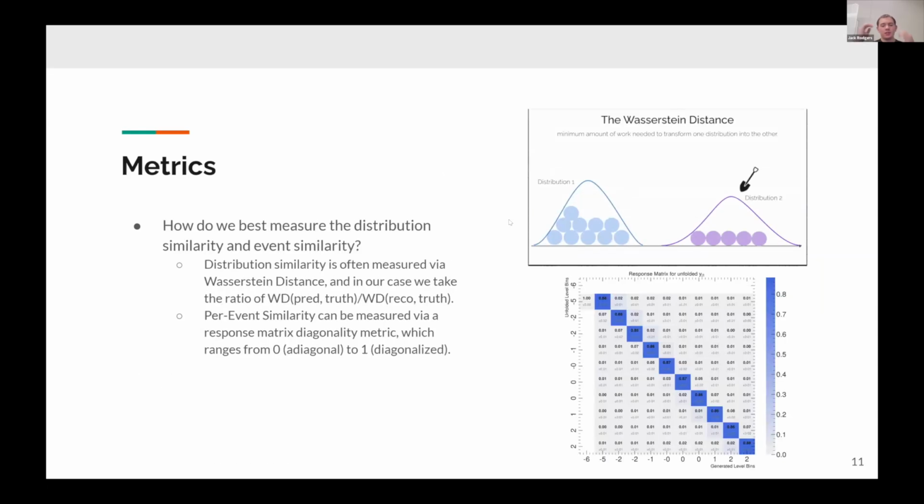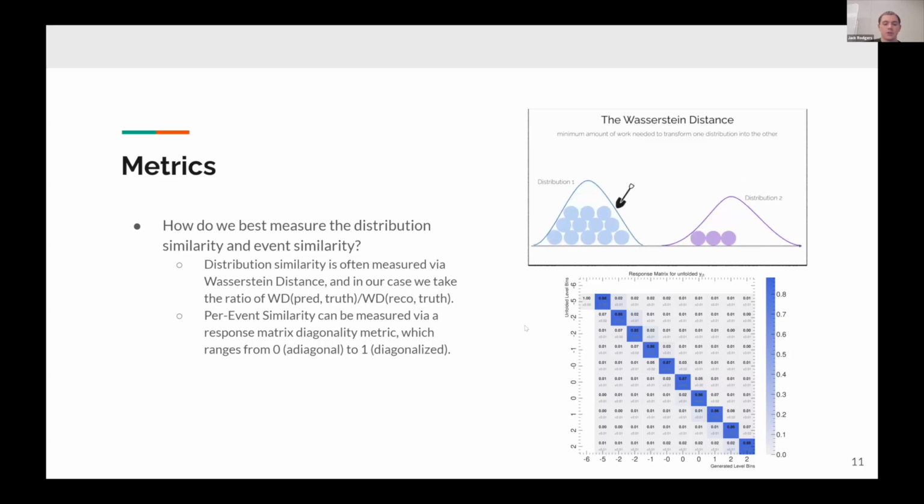So how do we measure these? For distributions, I personally like Wasserstein distance, also called Earth mover's distance. It's effectively just the amount of work needed to transform one distribution to another. So you imagine you have two piles of dirt. How much dirt would you have to move to make one pile look like the other? And there's a long, complicated integral expression, but that's how I like to think about it. Because we're comparing to RECO, we take this ratio of our distance between pred and truth and RECO and truth.